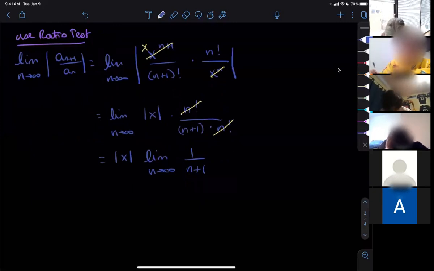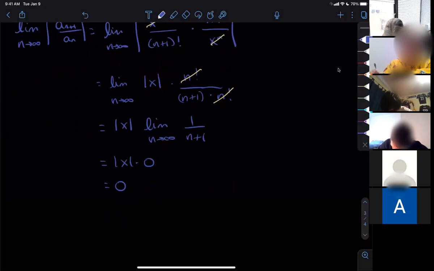What's that limit? Can you tell? Yeah, limit's going to be 0. So I've got x times 0, so that's just 0. So that's what our L is.